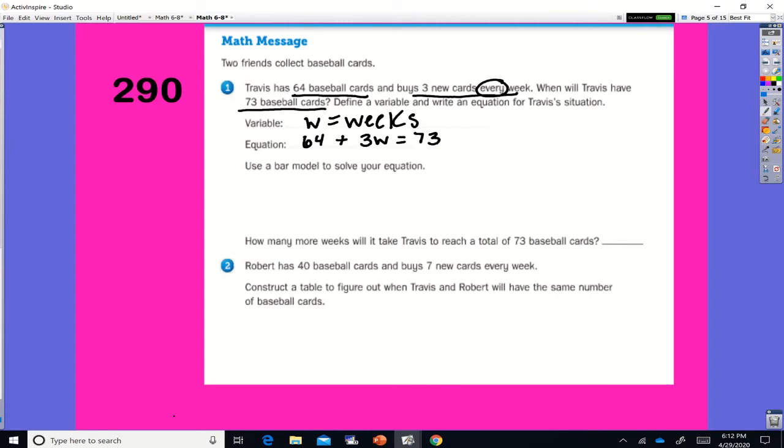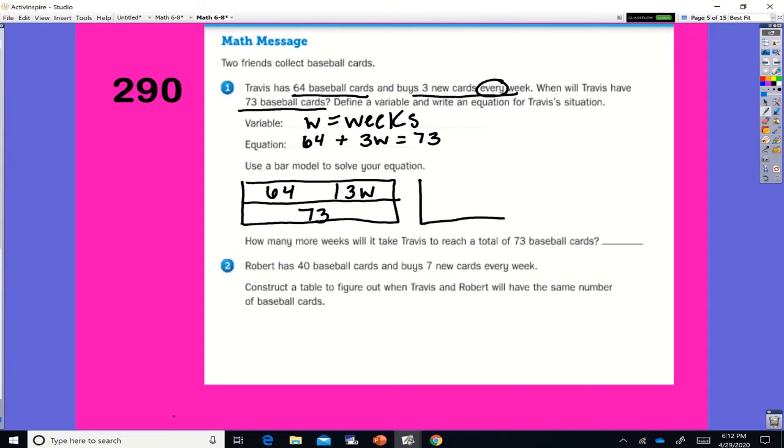Now we want to know, using our bar model, we're going to figure this out. So where my equal sign is where I separate everything. 64 is on top, split that with 3W. And then 73 is our total on the bottom because we want to keep these balanced. We go here, we have 64 here, and then I split this up into 3 W's because we have 3 here.